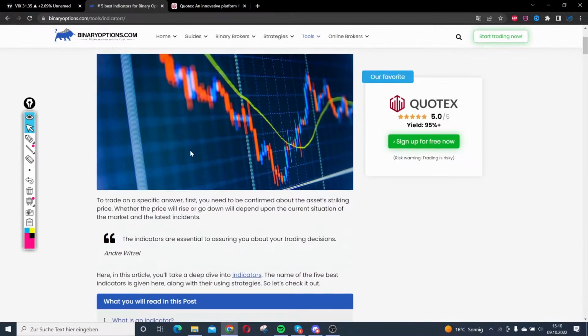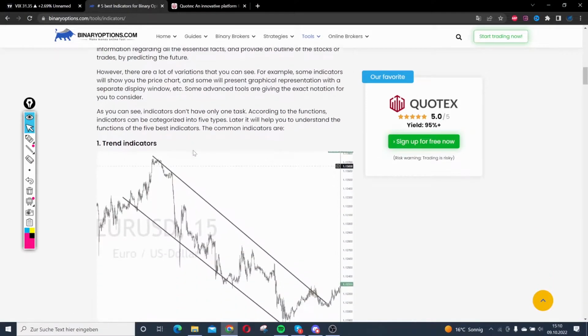We will first talk about different types of indicators. This is important to understand before you use any indicator. You should know which types there are. And then I will show you 5 different indicators on the trading platform and how they work, how to use them correctly for making more profit.